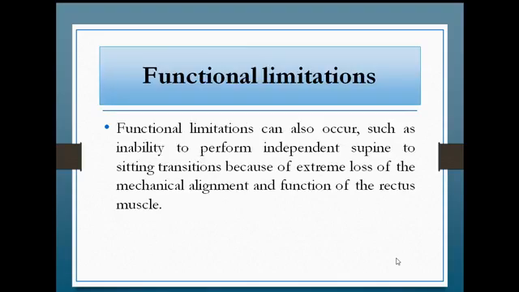Then there are further complications, for example functional limitations, where the woman is unable to go from supine to sitting position, as this requires contraction of the rectus abdominis muscle. And if the woman moves from supine to sitting, she feels pain in her abdomen. So this is a functional limitation, that she feels pain in some of her activities, and she has weak abdominal muscles and a separation, you can say malalignment or mechanical misalignment. So this should be treated.